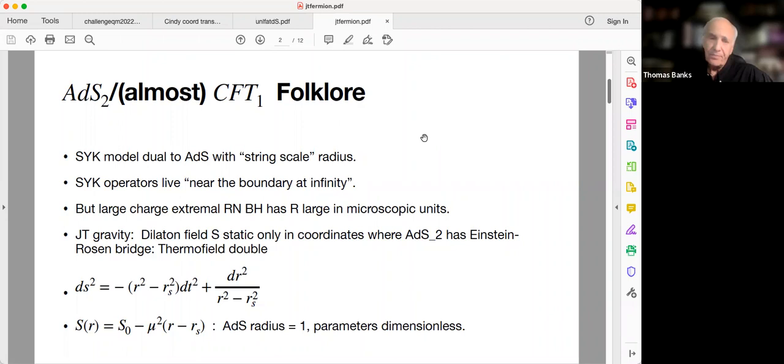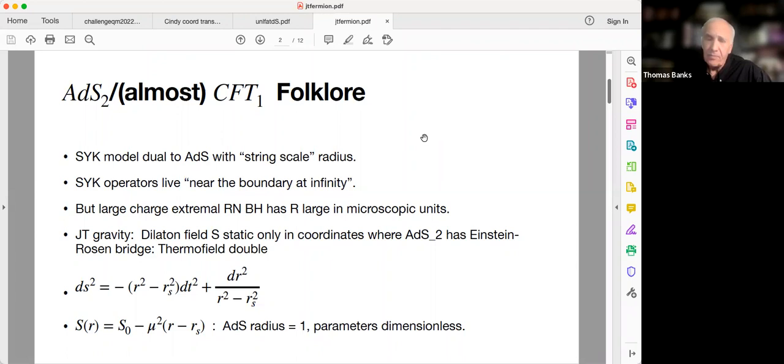So JT gravity has two fields in it. It's got the two-dimensional metric, and it has a scalar field called the dilaton, which multiplies the square root of g R term in the two-dimensional gravity Lagrangian. And the model has a number of classical solutions, which have all the same geometry. The geometry is the geometry of ADS2 locally, exactly. And the scalar field is a function on the ADS2 manifold, and there's a particular set of coordinates in which that function is static, doesn't depend on the time.